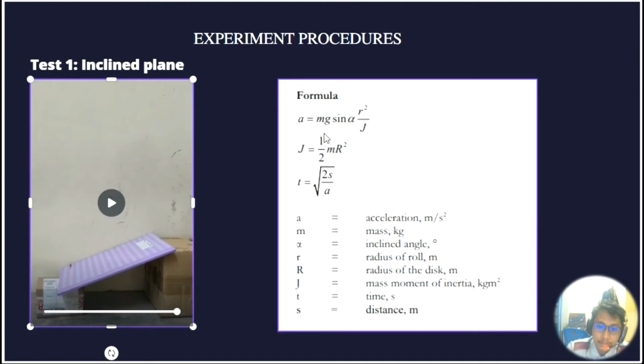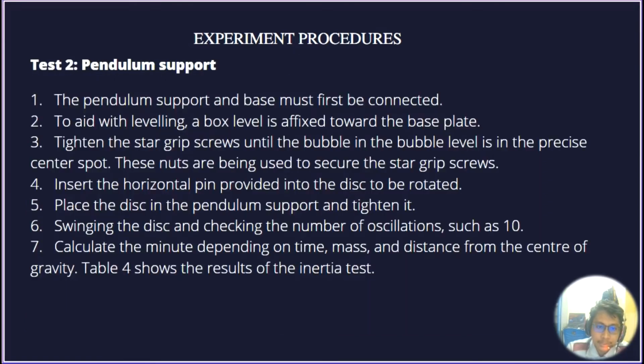Now we go to experiment number 2, which is the experiment to test the pendulum support. For the procedure, first the pendulum support and base must be connected. Second, to aid with leveling, a bubble level is affixed to the base plate. Third, tighten the star grip screws until the bubble in the bubble level is in the precise center spot. These nuts are used to secure the star grip screws. Fourth, insert the horizontal pin provided in the disc to be rotated. Fifth, place the disc in the pendulum support and tighten it.